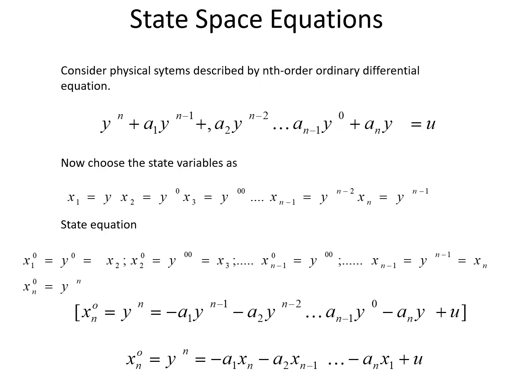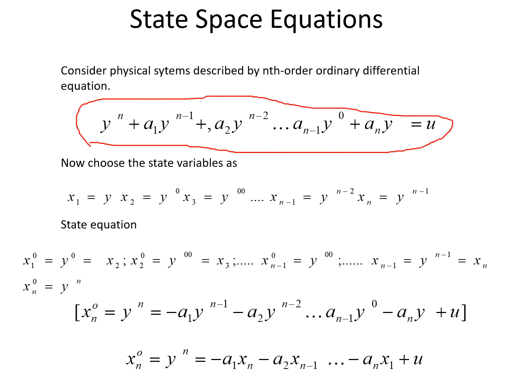So coming to the state equation, a state equation is taken as a derivative of the state variable which is defined as y here. So the nth order differential equation is generally defined as y^n plus a1 y^(n-1) plus a2 y^(n-2) etc. up to an y is equal to u, where u is your input. And now we are going to choose the state variables like this. The first state variable x1 is taken as y, x2 is taken as y dash, that is dy by dt, x3 is taken as y double dash, that is d square y by dt square, and so on, up to y to the power n minus 1.